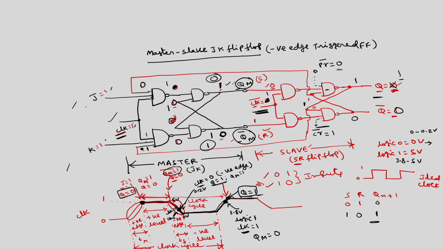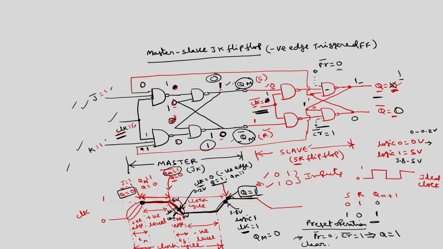Without applying the clock and without applying the inputs, if I want to establish the initial state, we use the preset and clear operations. The preset operation is without clock. We make preset bar equal to 0 and clear bar equal to 1, which implies you will get Q equal to 1. This is called the preset operation. So these signals are applied without clock and without inputs. Similarly, the clear operation is the reverse.